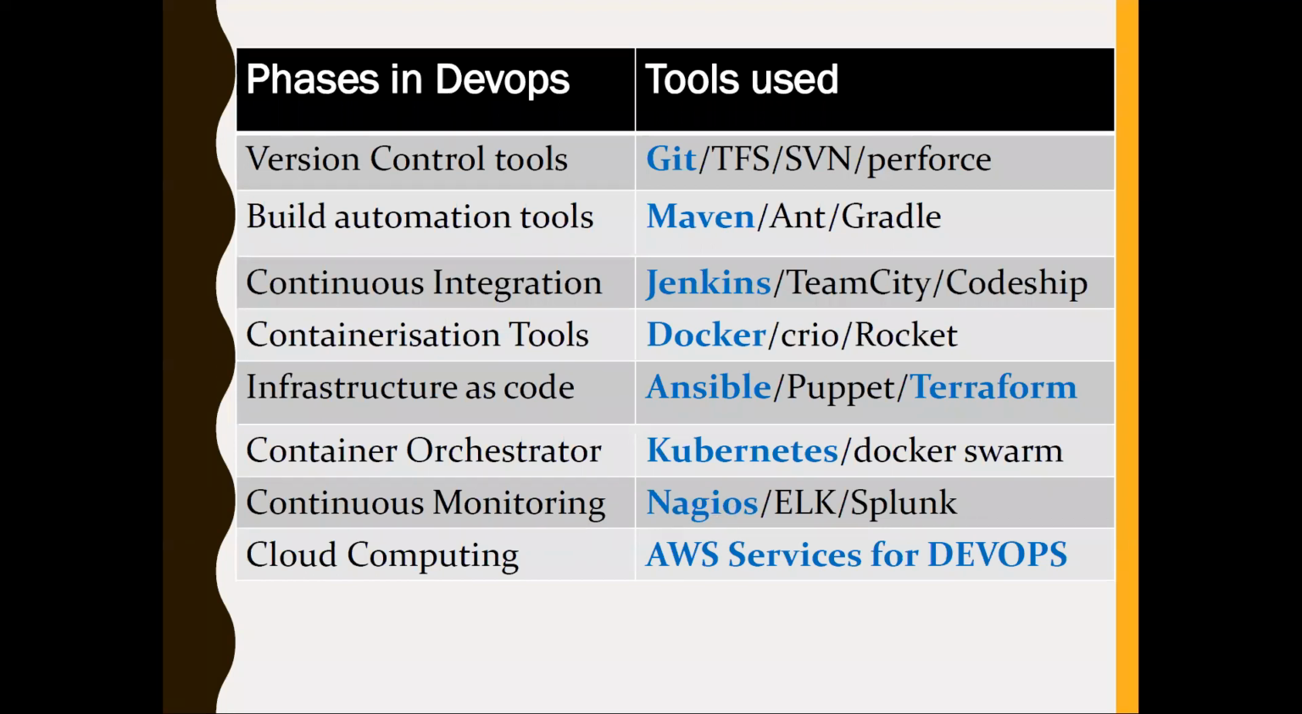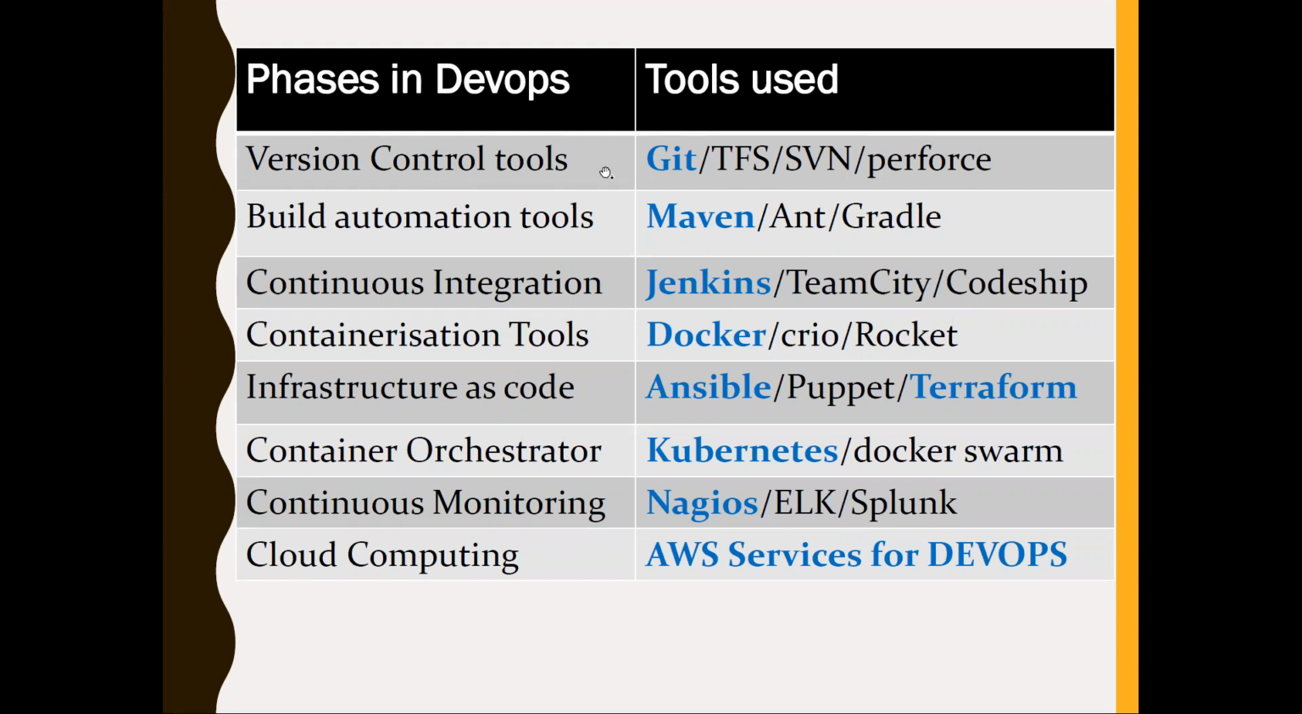Nagios is a bit older now. Prometheus and Grafana are widely used. And cloud computing courses like AWS. Like I said, if you know DevOps implementation on AWS, you can do it on any cloud platform, be it Azure or GCP or whatever it is.